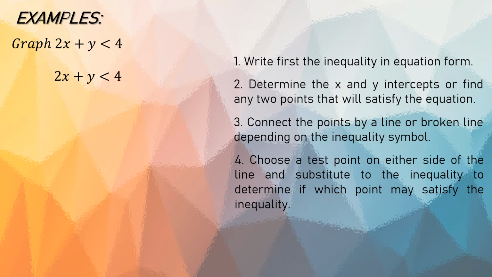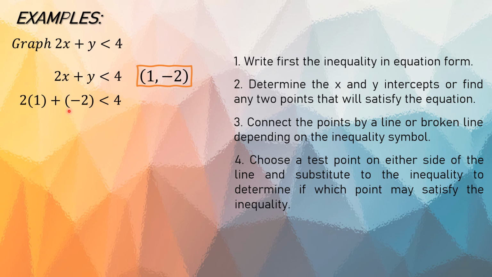So, that is 2x plus y is less than 4. Again, ang napili natin is 1, negative 2 para malaman natin kung alin yung shade nating parts sa graph. So, let us substitute. So, this will become 2 times 1 plus negative 2 less than 4. Again, ang x natin ay may value na 1 at ang y ay negative 2.